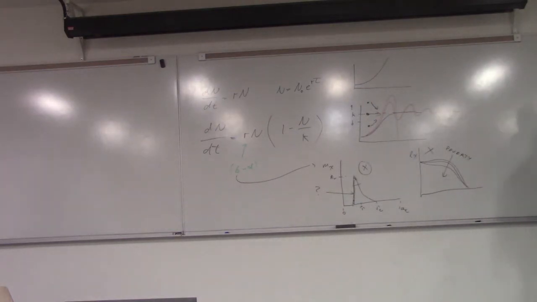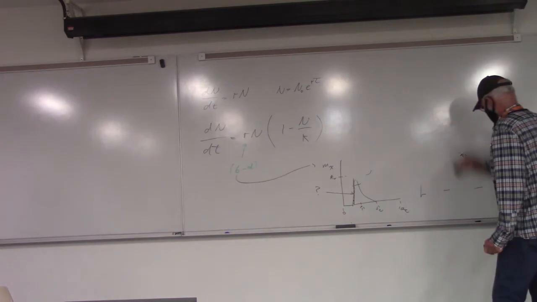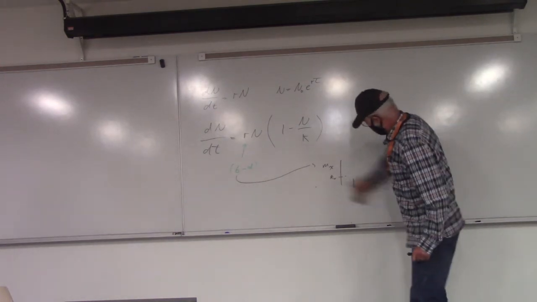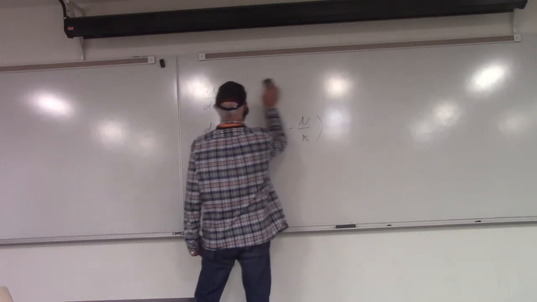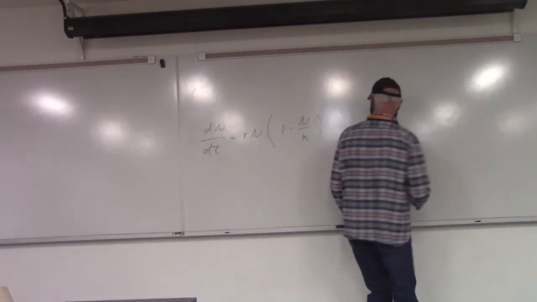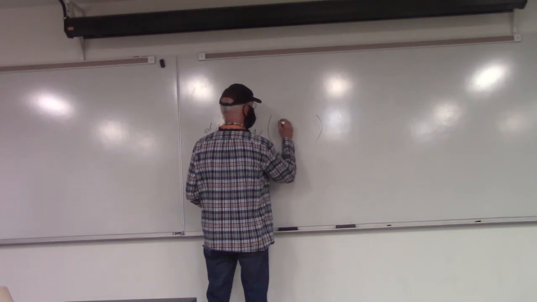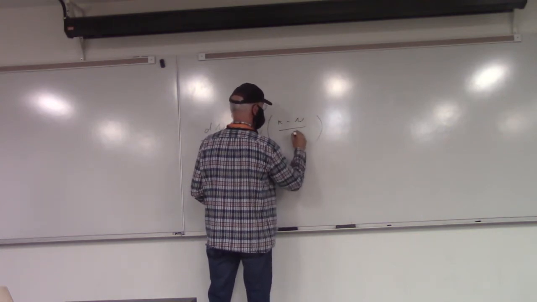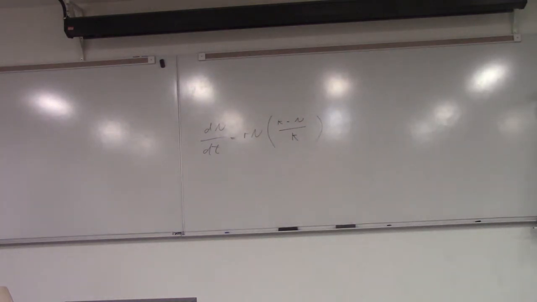Okay, so here's what we want to do now. We know those basics. Let's go back to this equation right here, and let's look at this equation in a slightly different way. I'm going to rewrite that. It's the same equation. Okay? All I've done is instead of 1 minus n over k, 1 is the same as k over k, so I've just rewritten the equation like that.